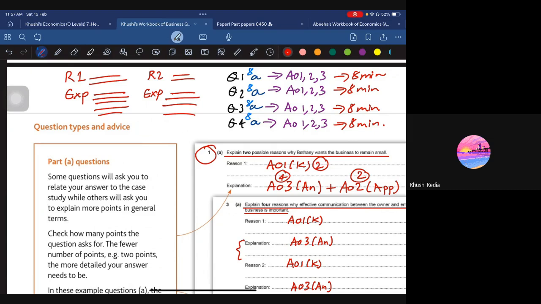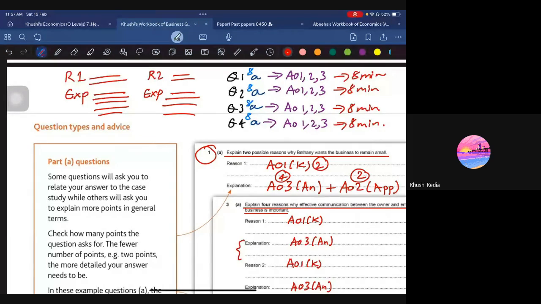What do you say? Yes, sir. Because it's not like the normal analysis that you are doing. In the normal analysis, or in the 6 markers that you were doing, you used to only provide one impact, and that impact usually was enough to give you the marks. It was more than enough.